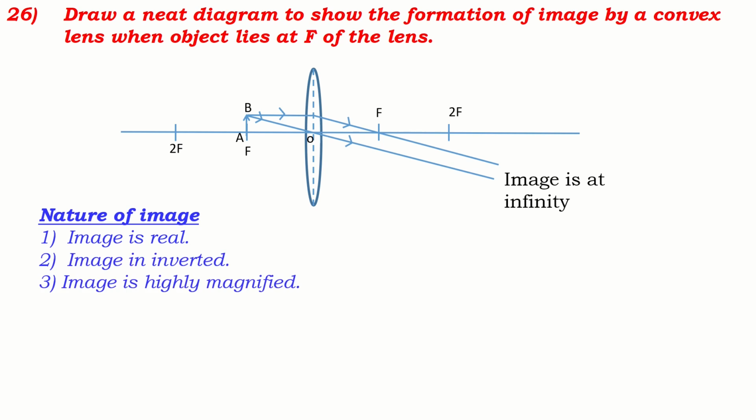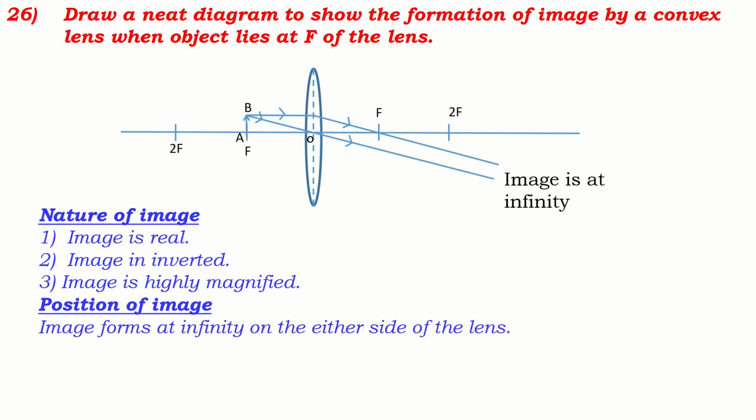We can remember one other matter also. If the object is at infinity, its image forms at the focus, which is highly diminished. But if the object is at the focus, its image forms at infinity, which is highly magnified. The position of the image: the image forms at infinity on either side of the lens. F means focus, O optical center, AB object, A dash B dash image.